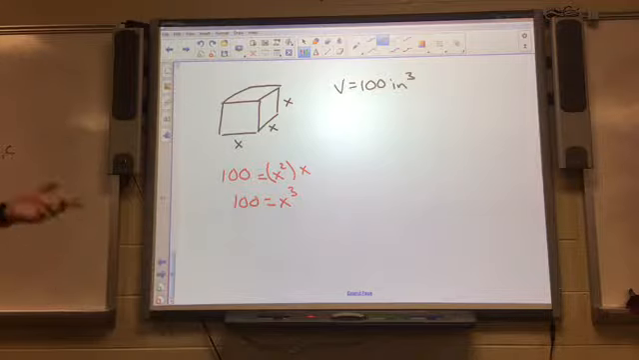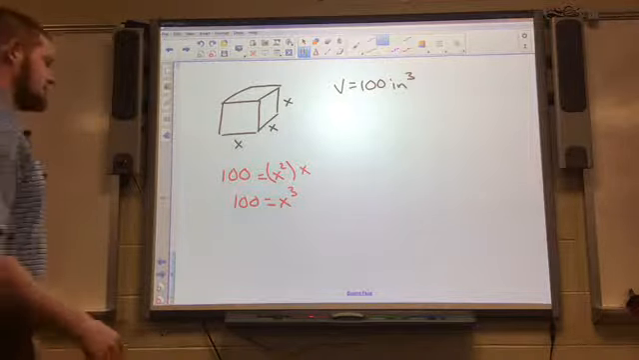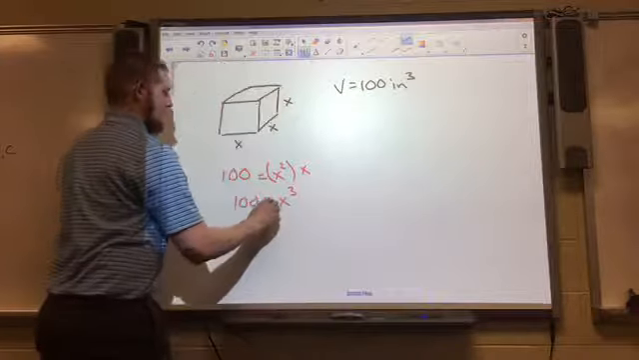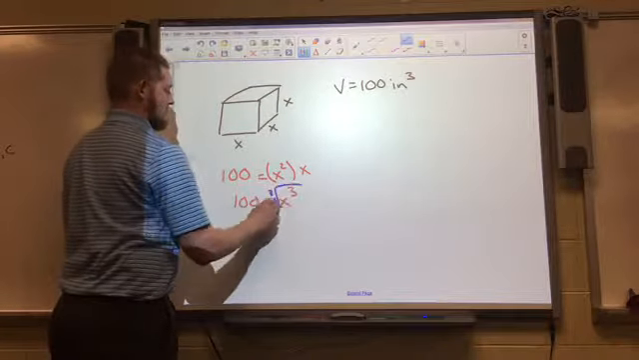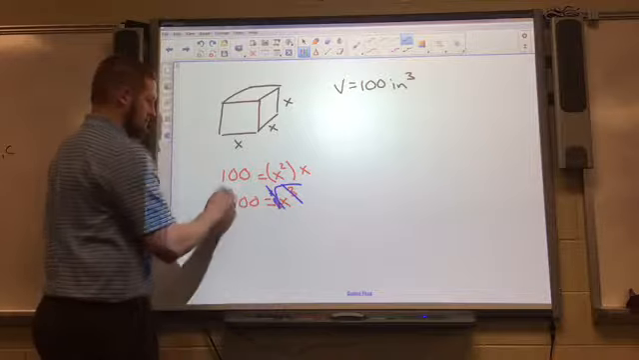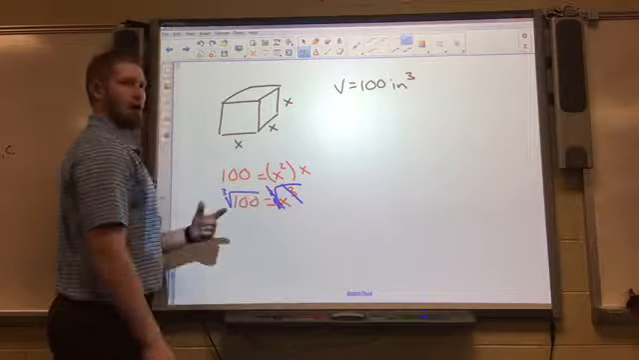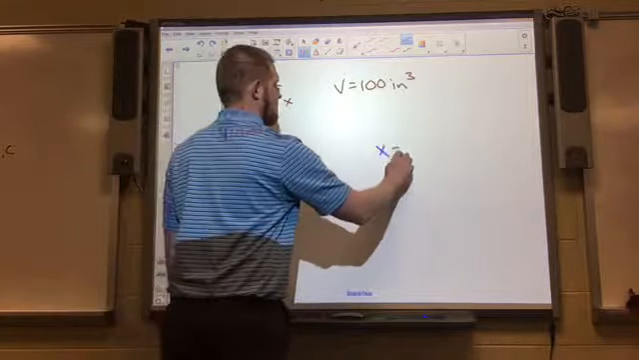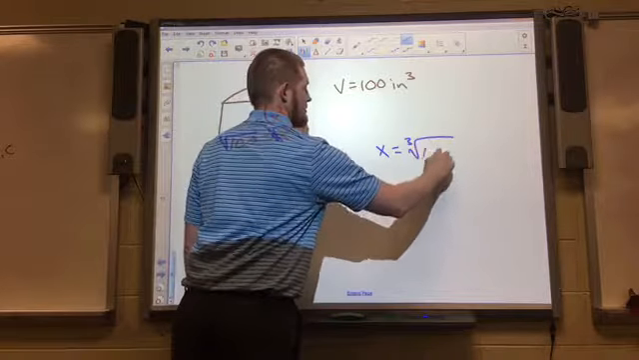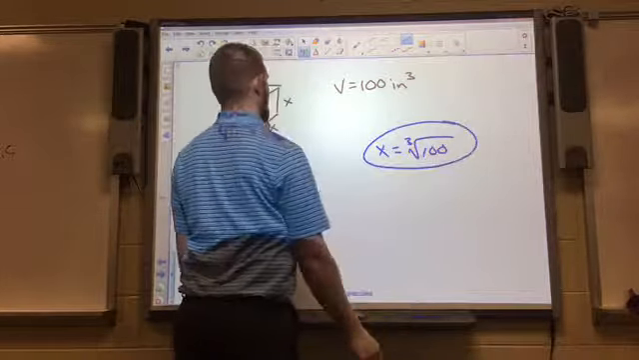How do you undo cubing something? You guys may have never done this before, I'm not for sure. How do you undo squaring something? So how do you undo cubing something? Cube root. Okay? So, I need to take the cube root of both sides, because those are going to cancel. So, one option for an answer, if you just wanted to leave it like this, that'd be okay.